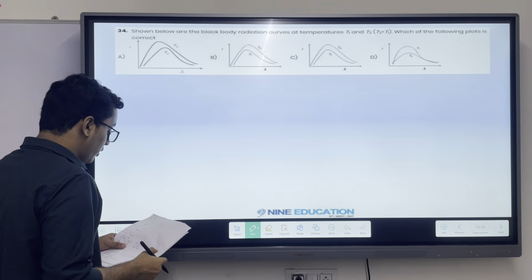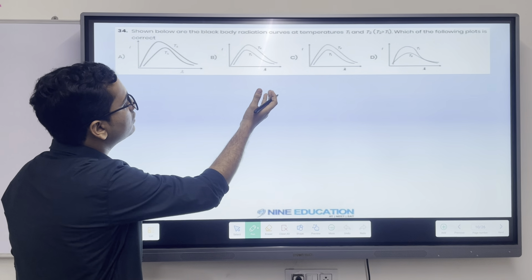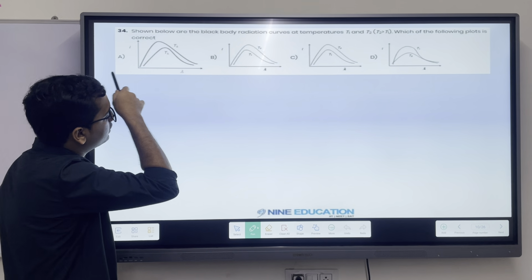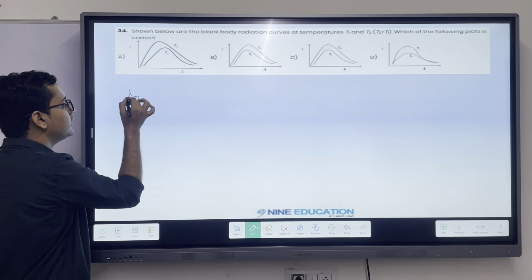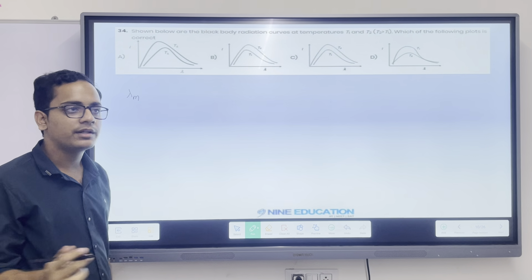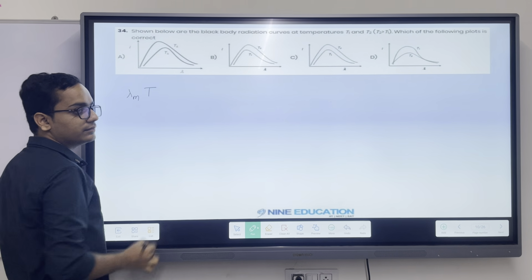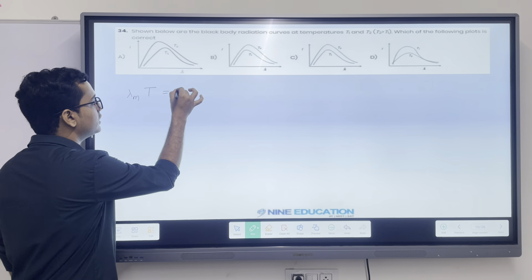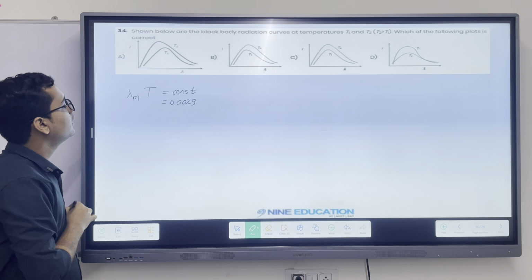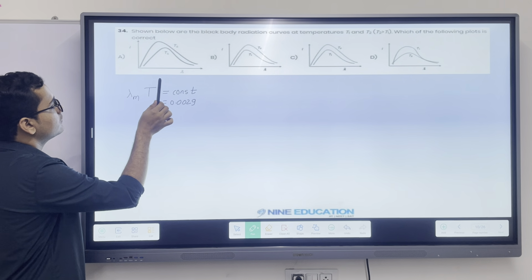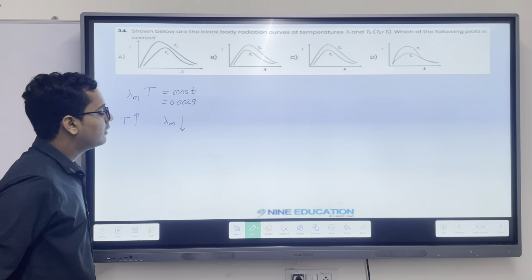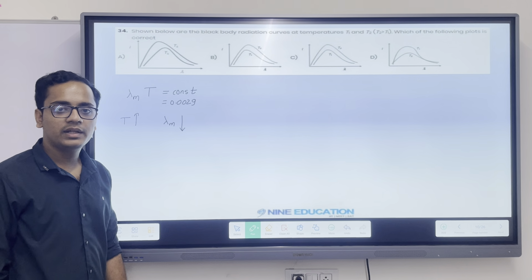This is a black body radiation problem where you have to find the graph between intensity and wavelength given below. One relation you already know is lambda m, the wavelength corresponding to the maximum radiation, into T, the temperature, is a constant, and the value of this constant is 0.0029. So can I say the more the temperature, the less the wavelength corresponding to the maximum radiation?